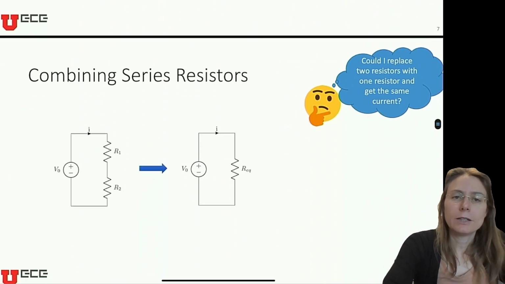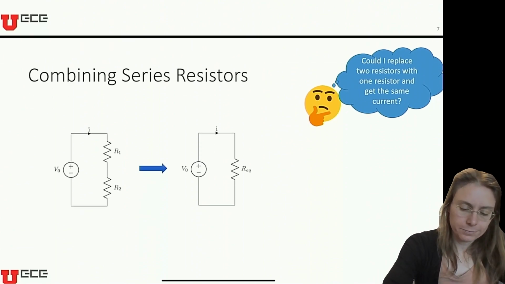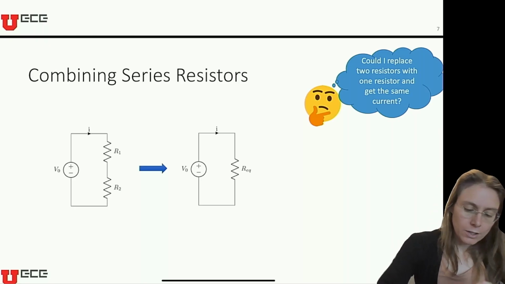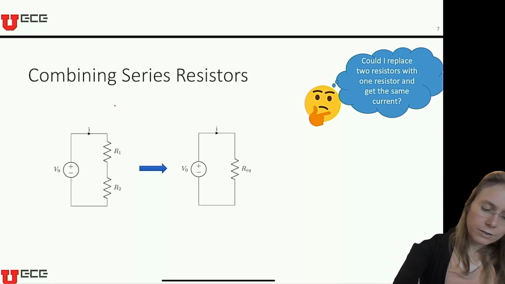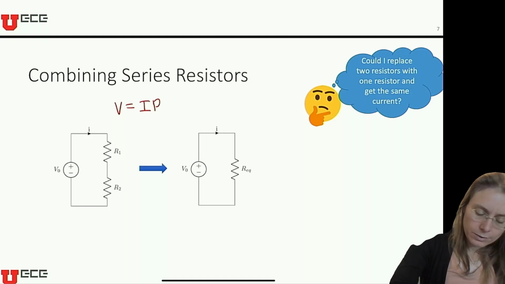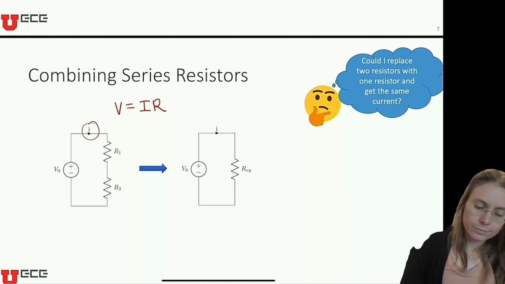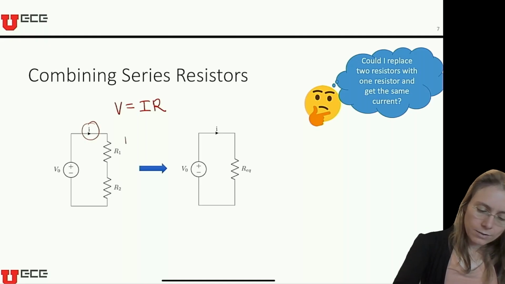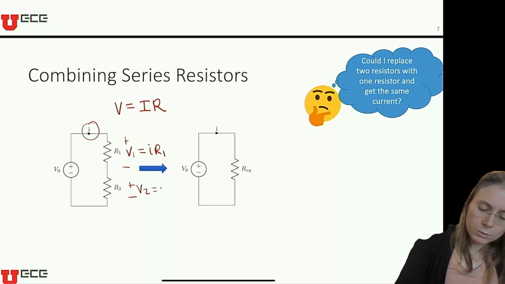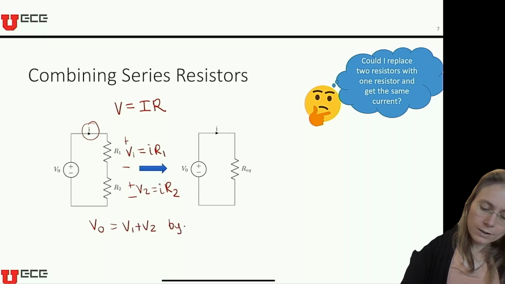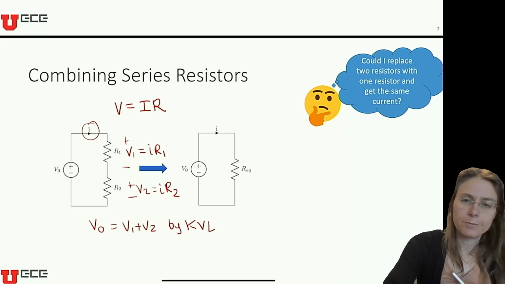First, we'll start with combining resistors in series. So we know that by Ohm's law, V equals IR. And in this case, because they're in series, they have the same current. So that means that V1 is equal to IR1, V2 is equal to IR2, and we know that V0 is equal to V1 plus V2 by KVL, Kirchhoff's voltage law.